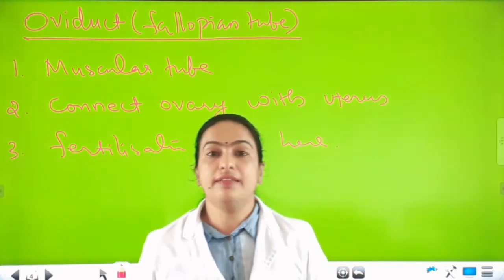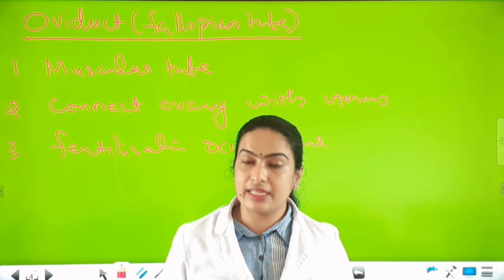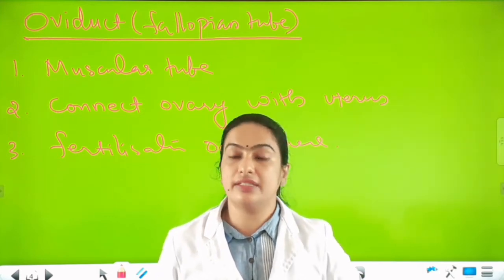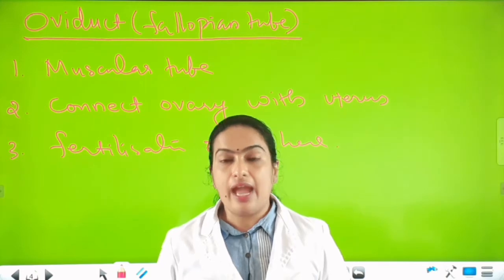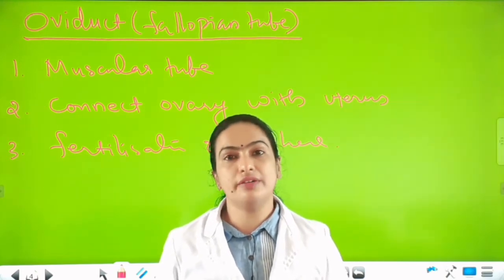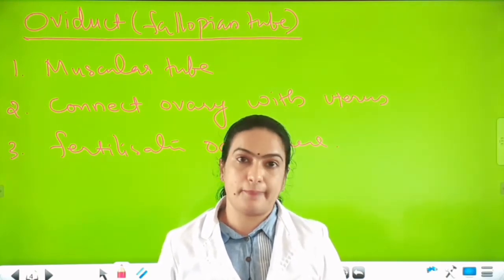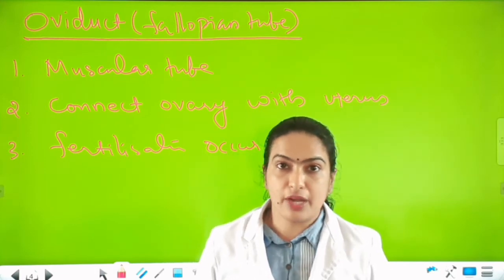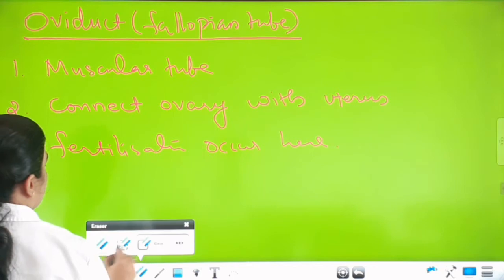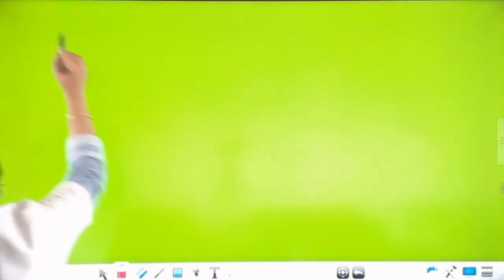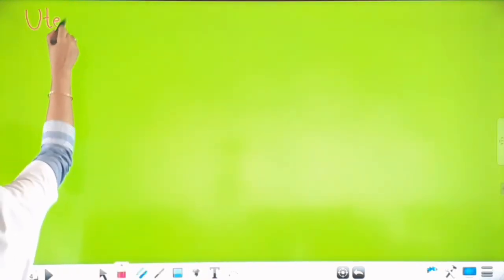So we can say the fallopian tube is a muscular tube-like structure that connects the ovary with the uterus, and this is the real place where fertilization occurs. So clear about the fallopian tube? And next we can see the next organ, that is uterus.